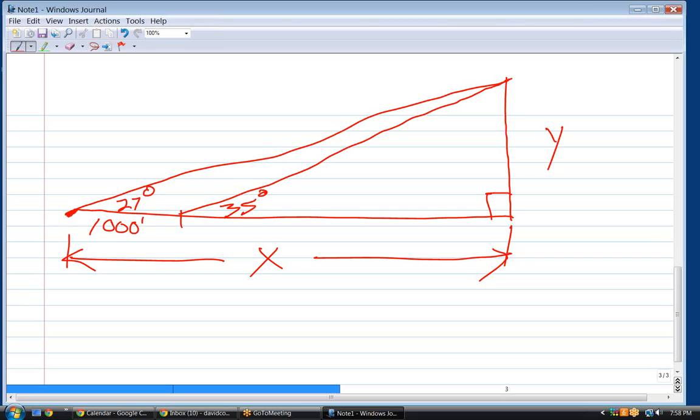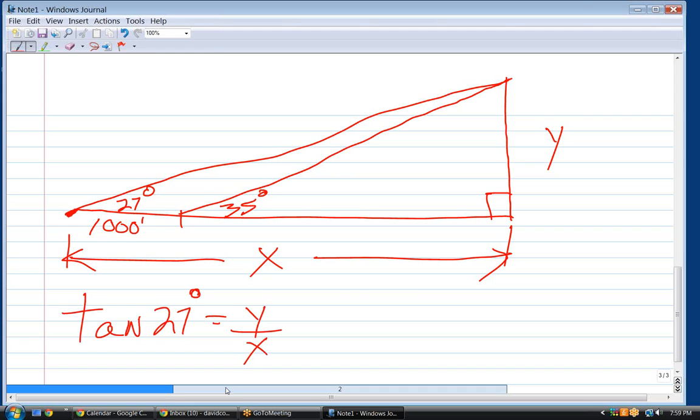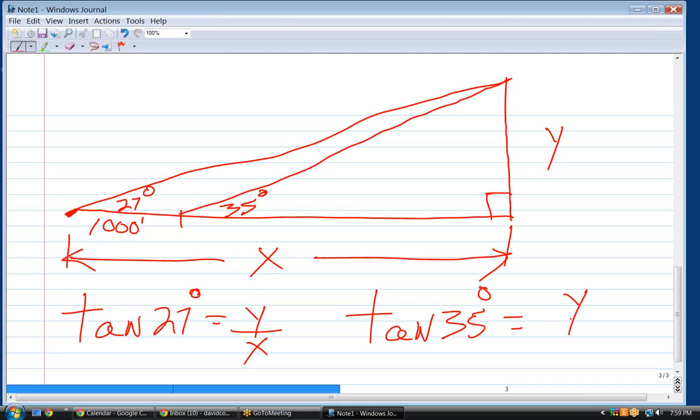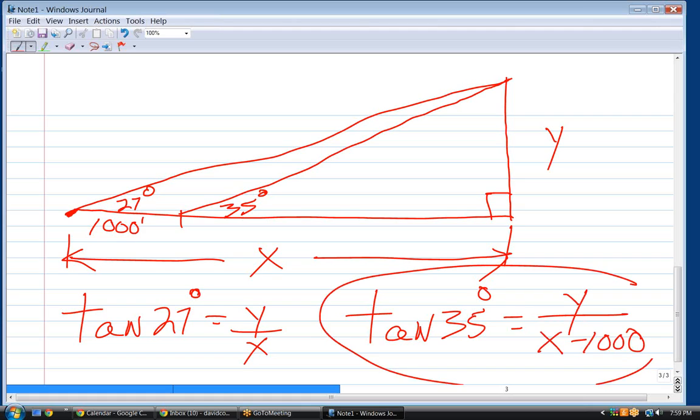What is the tangent of 27 degrees equal to? Y over x. What's another tangent function that I can write? What's the tangent of 35 degrees equal to? Y over x minus 1,000. There are your two equations and two unknowns, which almost always can be solved.